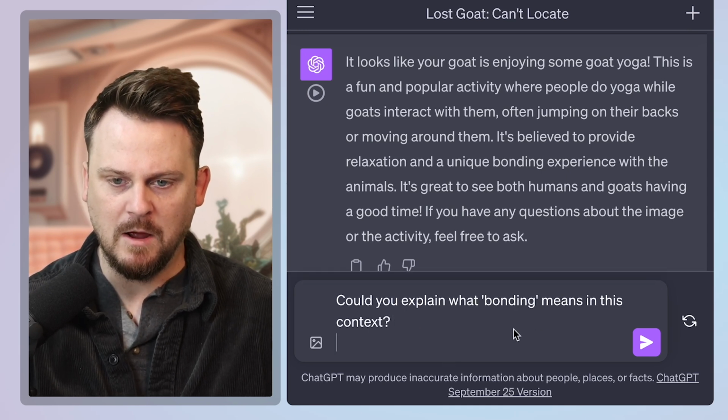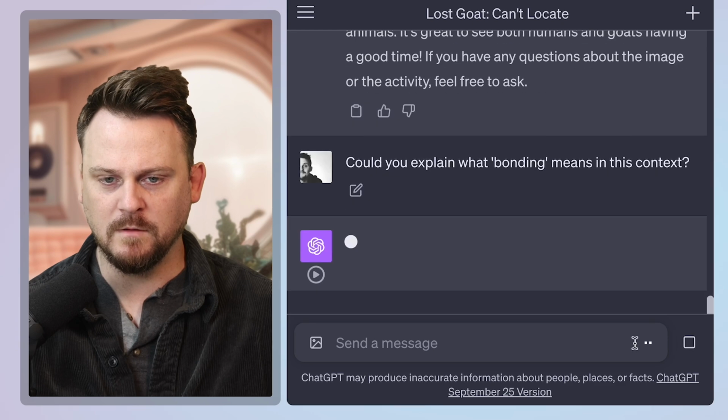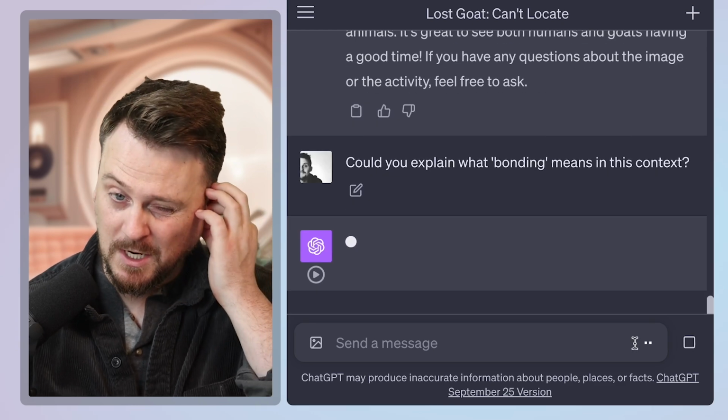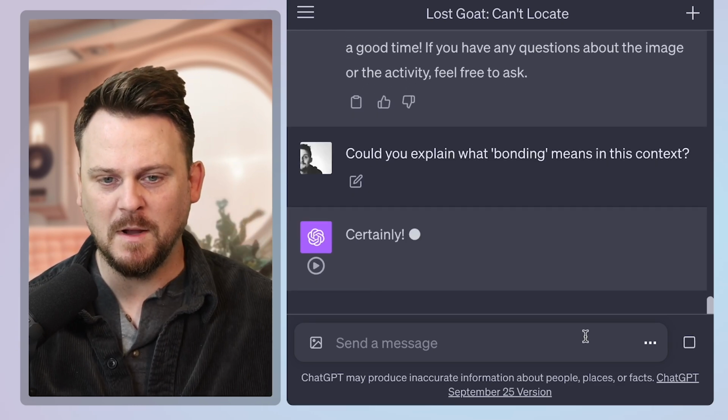Okay. Now can I hit enter? Oh, geez. Okay. What? I feel like I used to be able to hit enter in ChatGPT. Am I crazy? Am I losing my mind?